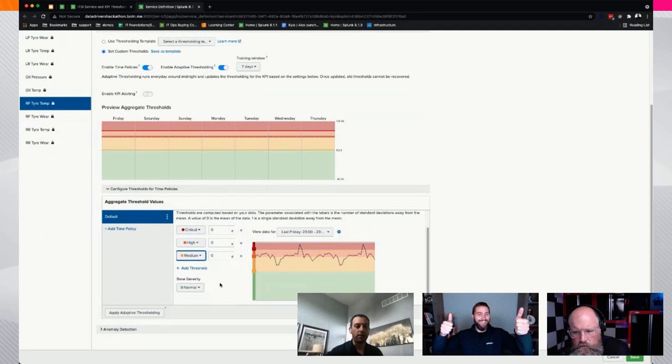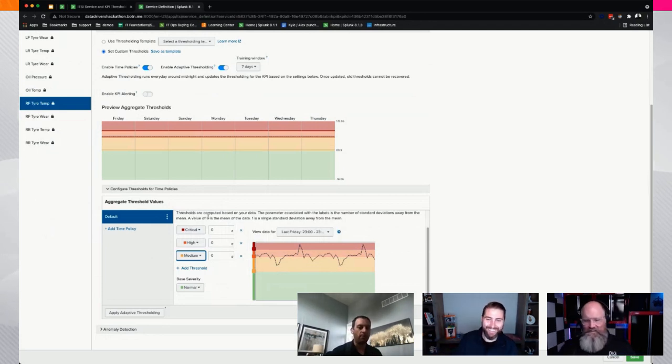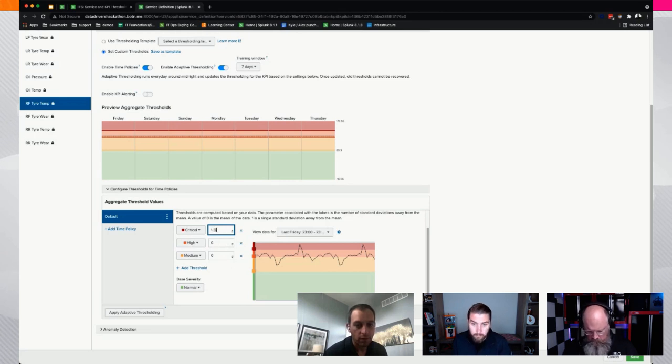Now what we're doing here, when we set the configuration parameters, is setting how many standard deviations away from the mean we want to make something critical. Again, there are some really good, solid default choices that we're going to recommend. For the purpose of this hackathon, we're going to have critical at 1.5, high at 1, and medium at 0.5.